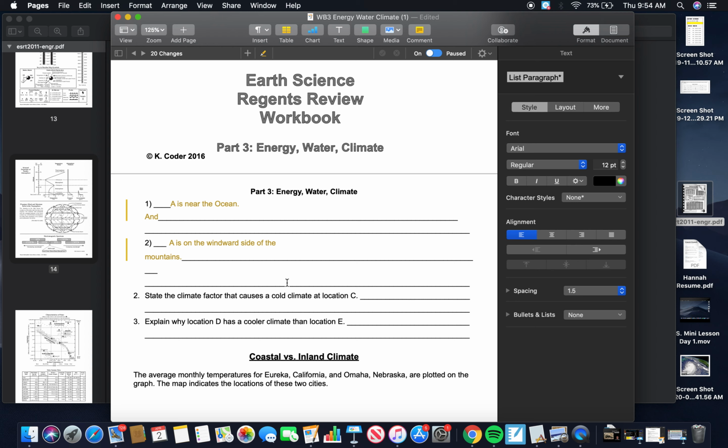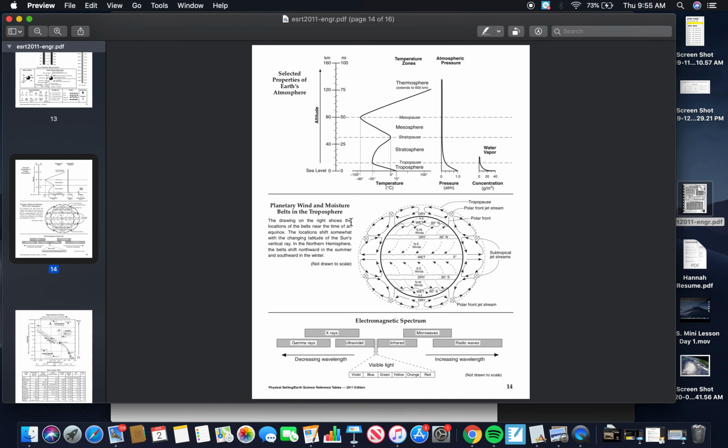Number 2, state the climate factor that causes cold climate at location C. Well, when you're at high elevations, the air is cooler. If we take a look at the reference table, we live in the troposphere. That's our layer here. As we get higher up, what happens to the temperature? The temperature decreases. We don't have any mountains in the stratosphere, but if we went there, the temperature would start to rise quite a bit. That's why they call them temperature zones, because they alternate in terms of decreasing, and then increasing, decreasing, and then increasing.